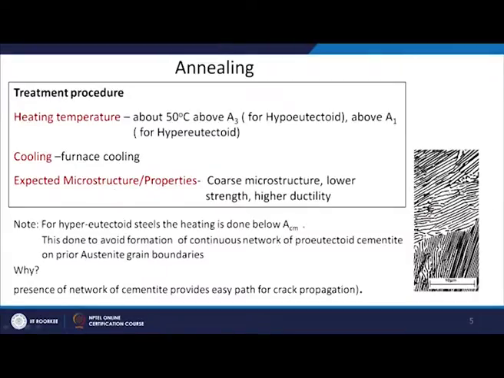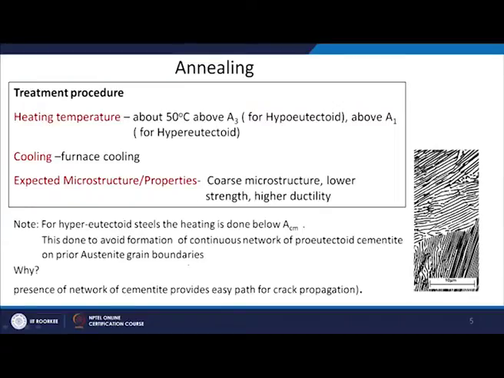What is the expected microstructure and properties? You will get a coarse microstructure, because I am doing very slow cooling here, and of course, because I am getting a coarse microstructure, this you will understand when we discuss mechanical properties, it is going to have low strength and it will have higher ductility. Note, for hypereutectoid steel the heating is done below Acm temperature. This is done to avoid formation of a continuous network of proeutectoid cementite on prior austenite grain boundaries.